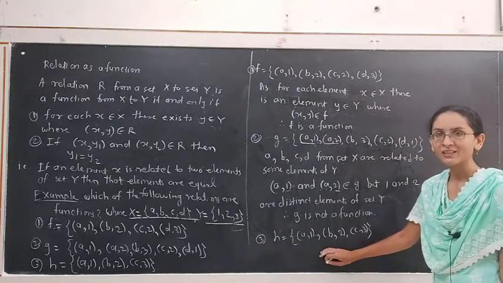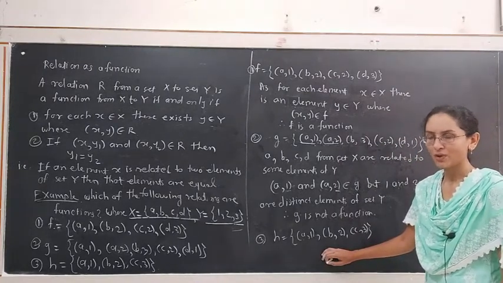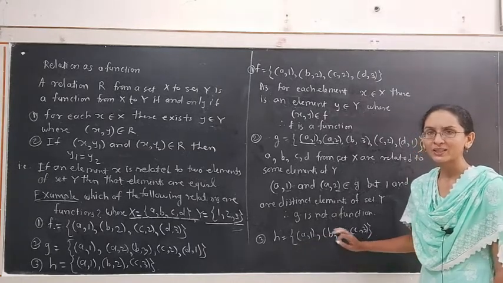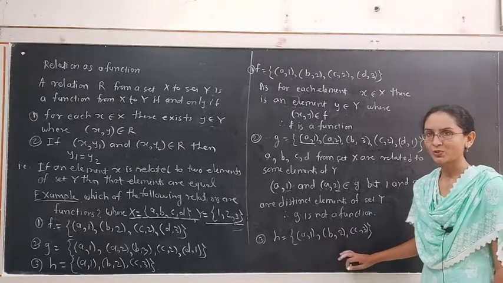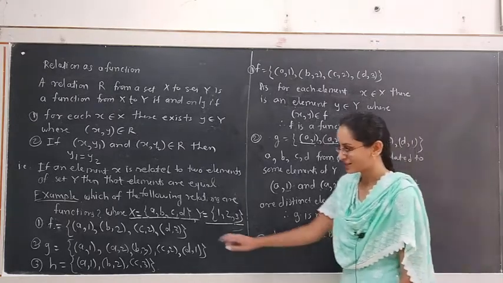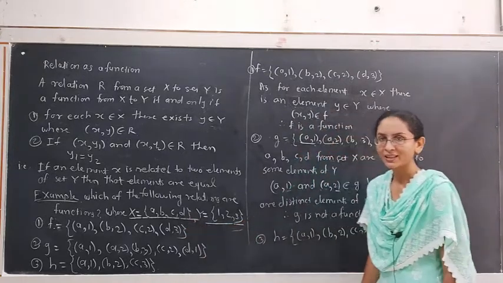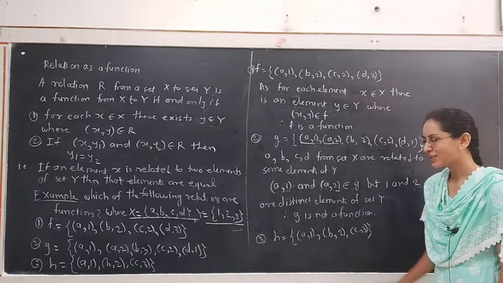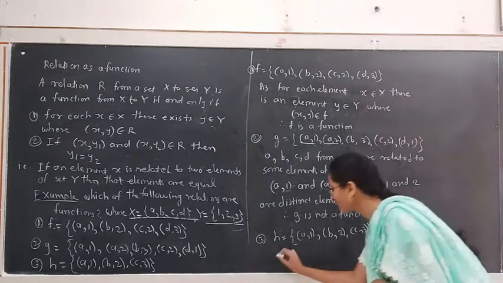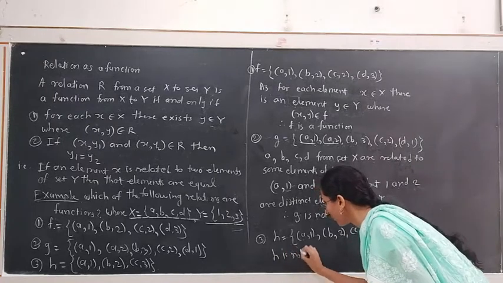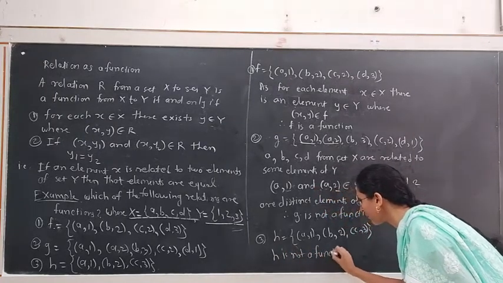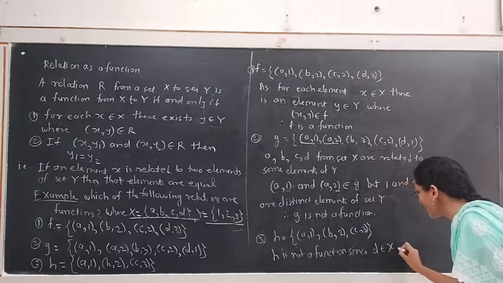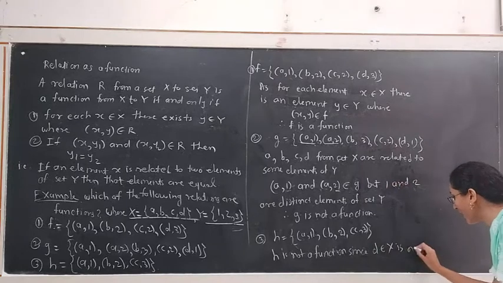Hence, this relation H is not a function from X to Y. H is a relation from X to Y because it is a subset of X cross Y, but it is not a function from X to Y because the element of X, namely D, is not related under this relation H to any element of set Y. Hence, H is not a function, since the element D belonging to X is not related to any element of Y.